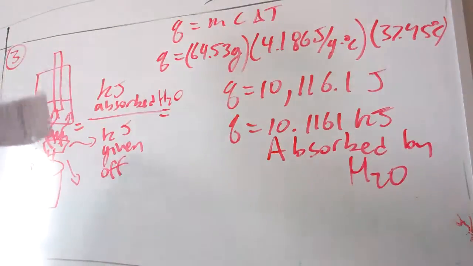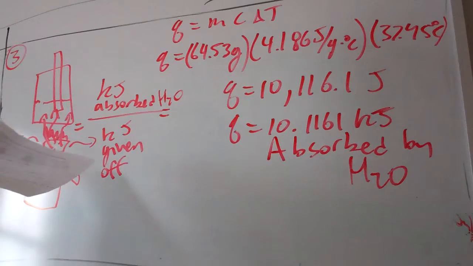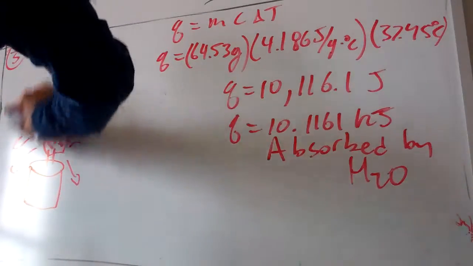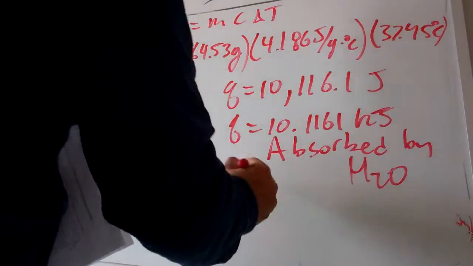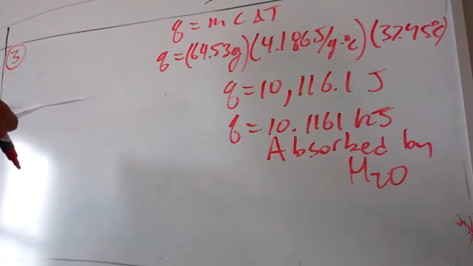So maybe we can label that: by water. All right? By who? By water. All right. So we've got that. Now we've got to figure out basically the kilojoules given off. So this is the absorbed by water. I'm going to go backwards again because it's kind of fun. So this is the kilojoules absorbed by water. Now let's figure out the kilojoules given off.